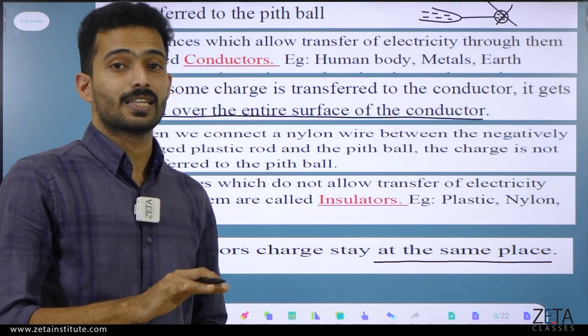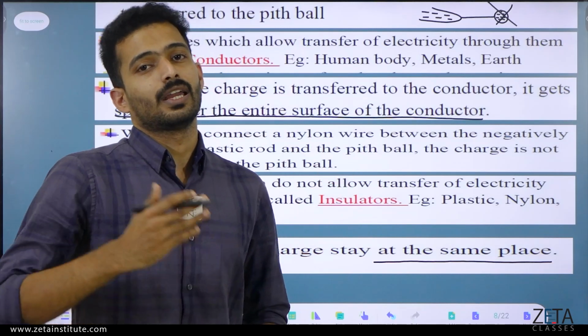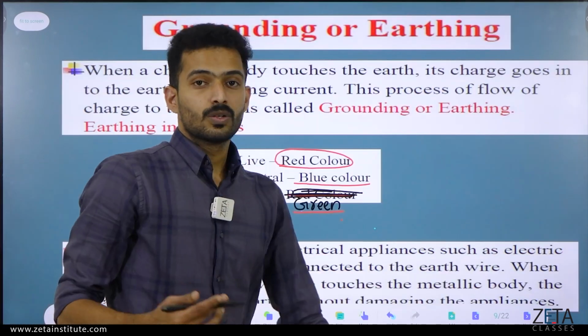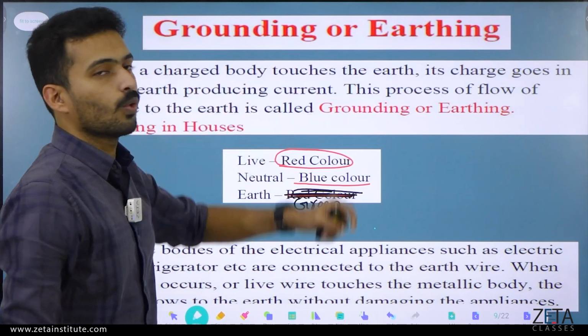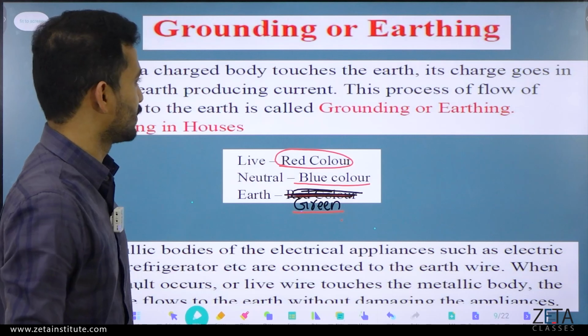Okay, so conductors and insulators. Conductors allow the flow of charges through them. Insulators do not allow the flow of charge through them. Okay, so next it is grounding or earthing. You all are familiar with the word grounding or earthing.